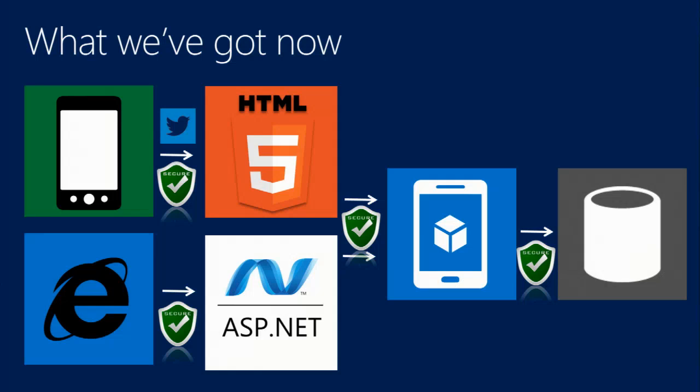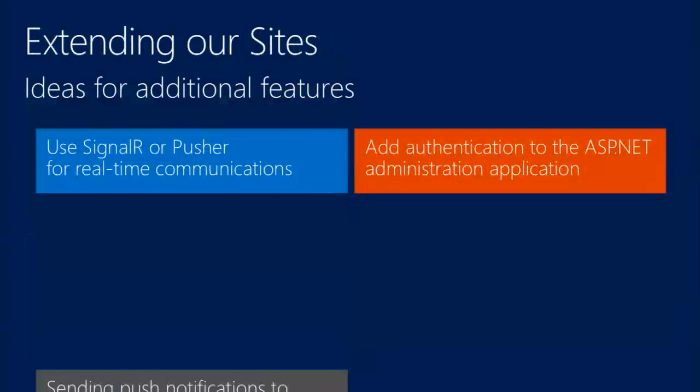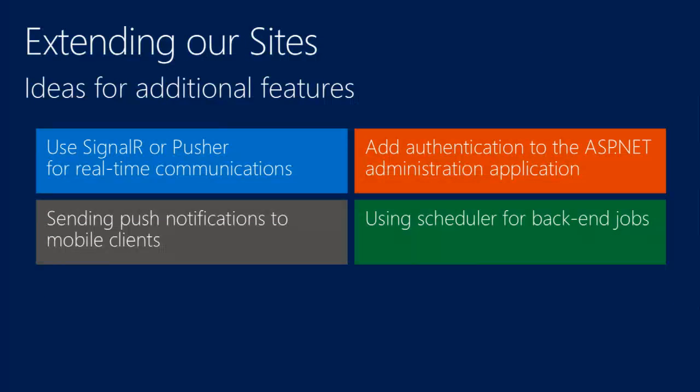Now, there's a number of ways we could also extend our site. We could use stuff like SignalR or Pusher for real-time WebSocket-style communication down to our application. We could also add some authentication to the ASP.NET administration app and create a role-based system if we wanted to. If we had mobile applications, we could really easily send push notifications using the push module. And we could also use stuff like the scheduler for back-end jobs.